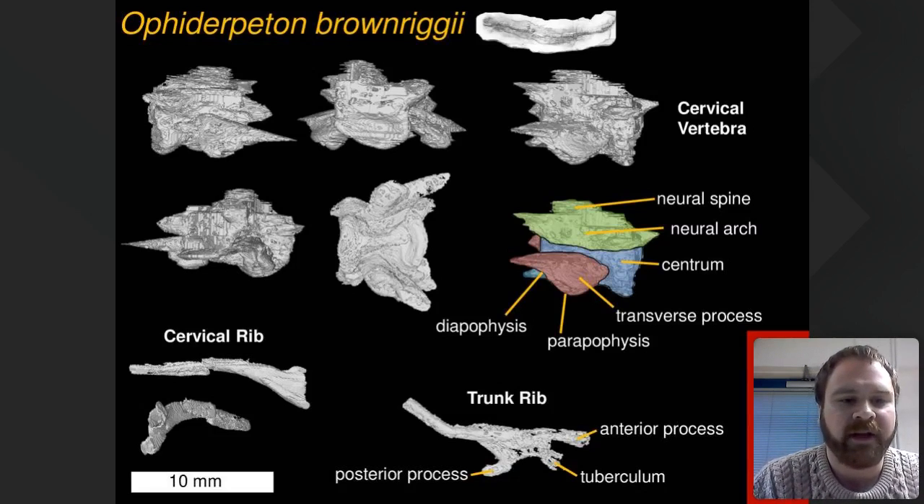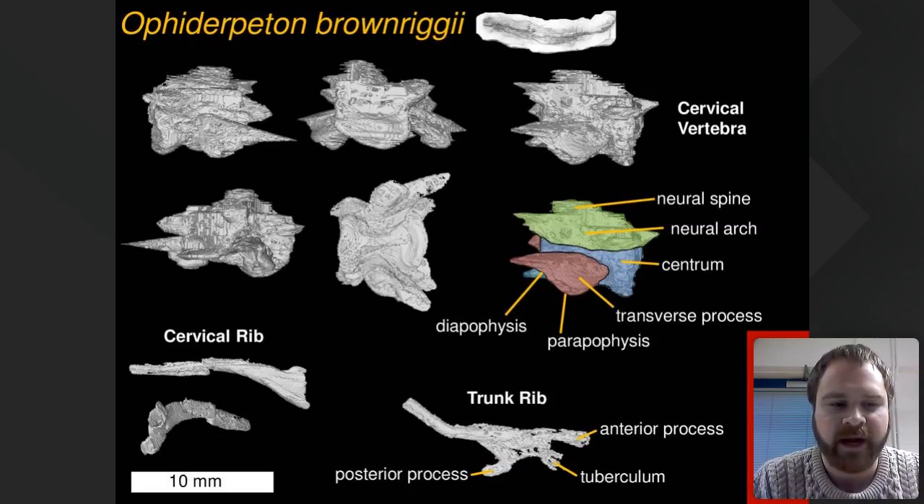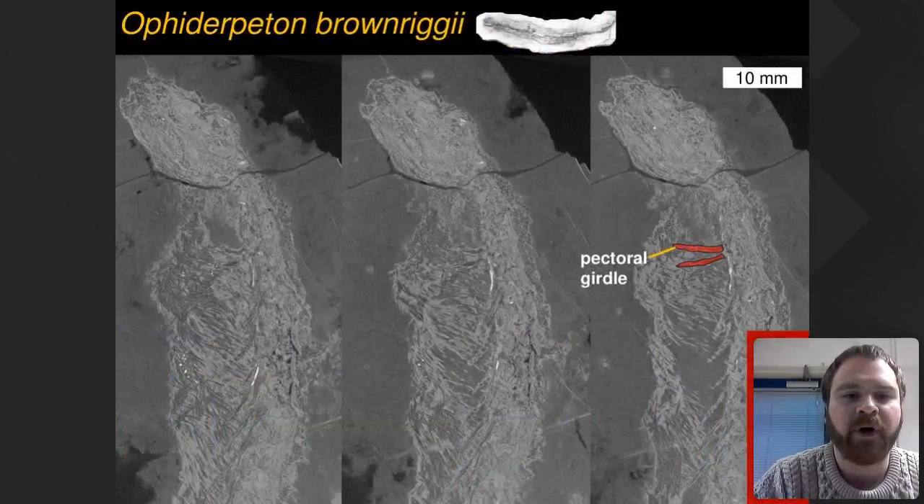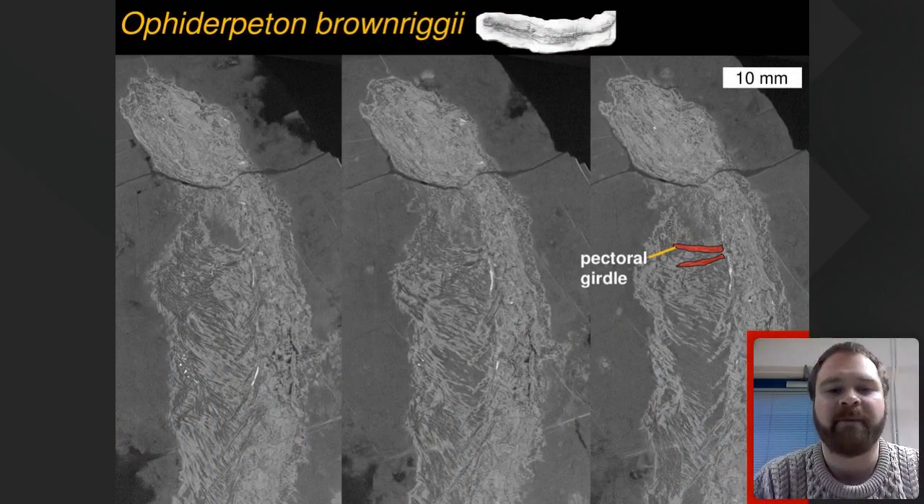In the cervical area, ribs are double-headed, while in the trunk region, at least by the seventh vertebra, you get these K-shaped ribs. Now, these haven't been reported in Ophiodiprodon before, but you do get them in all other aïstopods, with the exception of the Mississippian Letiscus. Now, bones in the CT scans can be a bit of an eyesore.